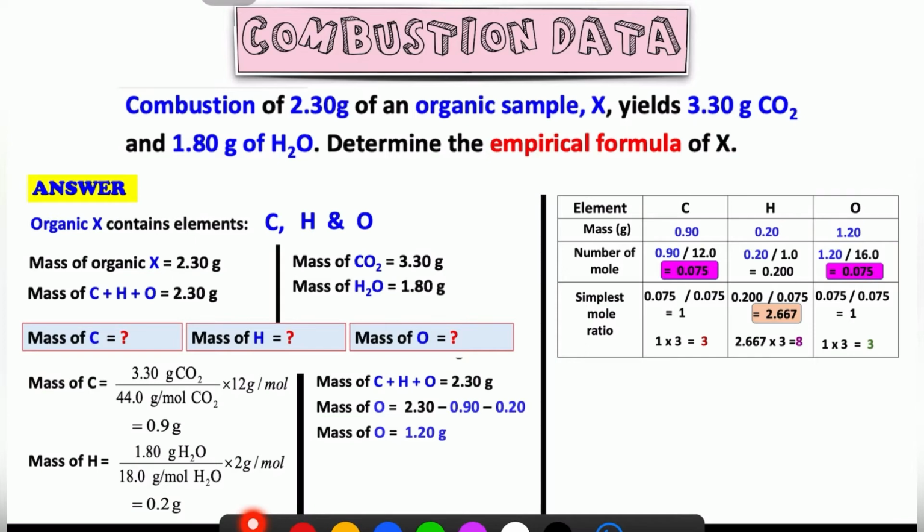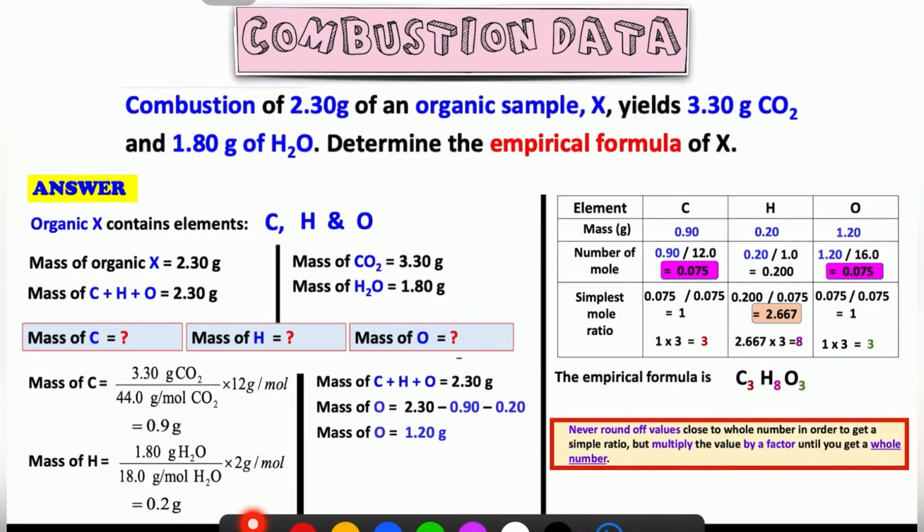So here when you multiply by 3, you will get almost whole numbers. So this is the simplest ratio for the sample X, and it is C3H8O3. Remember, do not round off the value if the value is not near to a whole number. For example, 2.8 still cannot be rounded off to 3. You have to multiply by some number, and the result must be near to a whole number.